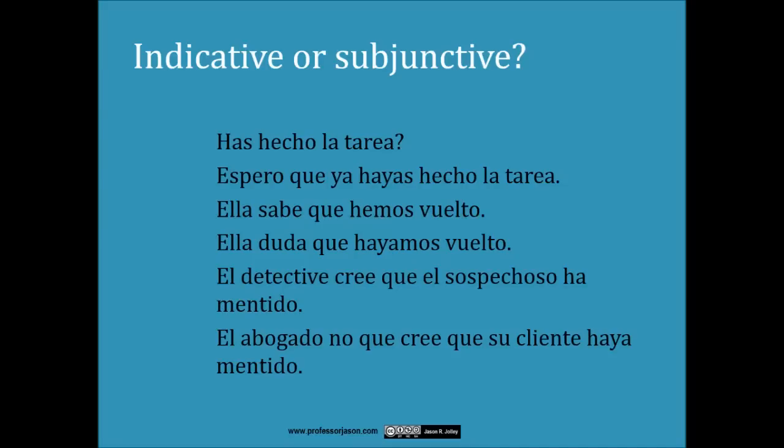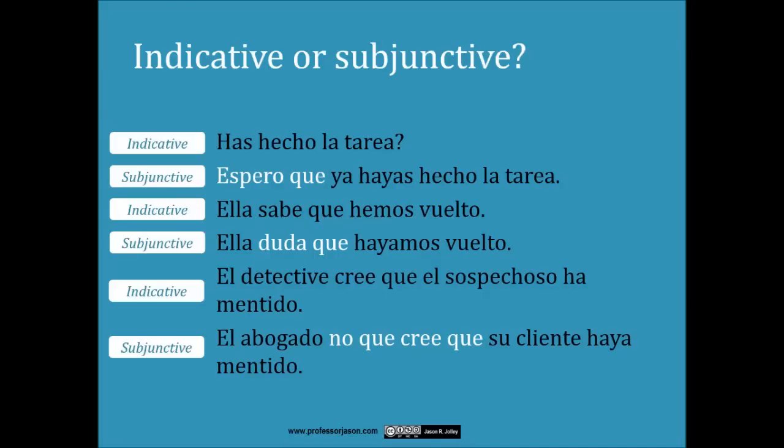Ella sabe que hemos vuelto. Ella duda que hayamos vuelto. El detective cree que el sospechoso ha mentido. The detective believes the suspect lied or has lied. El abogado no cree que su cliente haya mentido. The attorney doesn't believe that his client has lied. So, are they indicative or are they subjunctive? All right, let's see how you did.